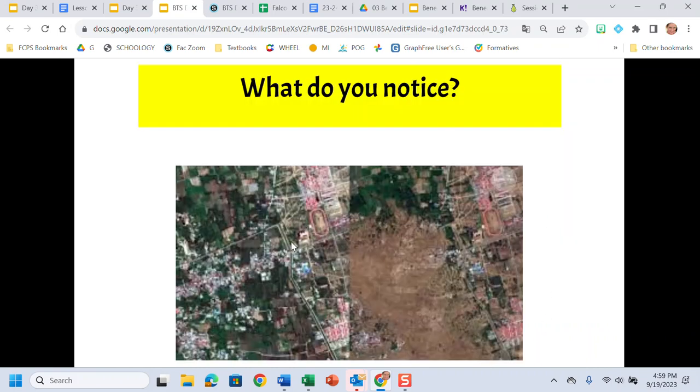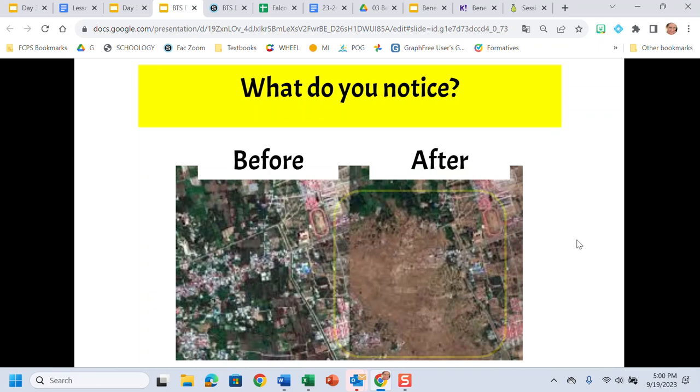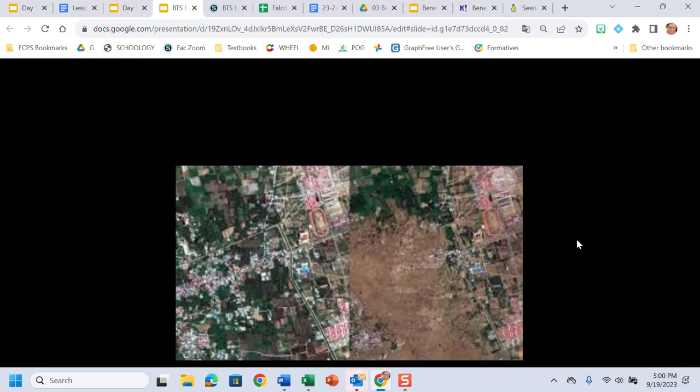All right, so if we look at these 2 different pictures, these are the same location. What do we notice? I'll let you look for a moment. In the picture on the left, we can see that there is probably more vegetation. Over here on the right, we have a lot of open dirt. That's our before picture. This is our after picture. A lot of dirt, and that is probably an effect of humans. What could have caused it?